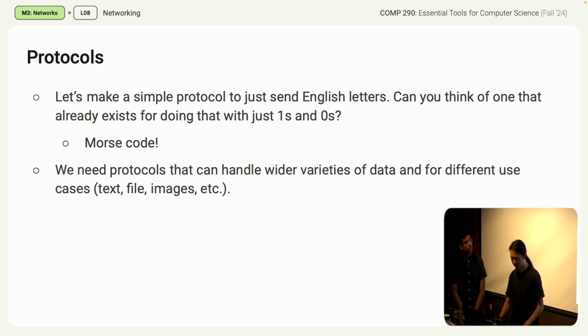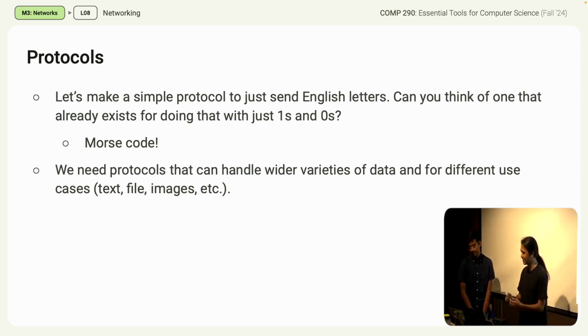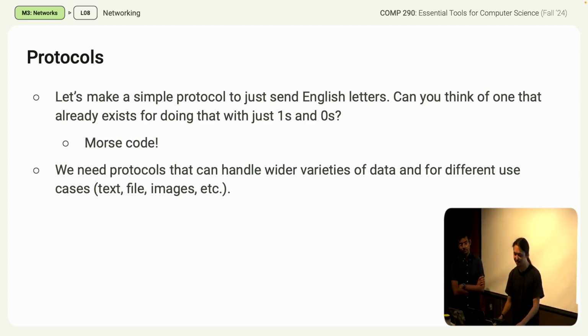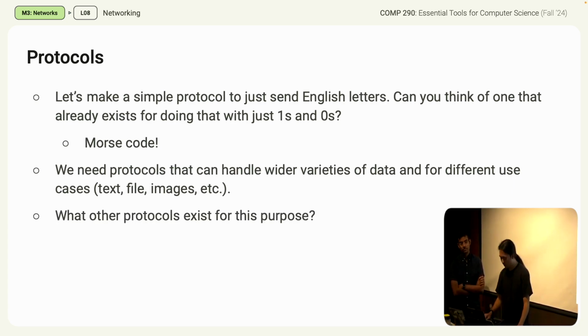But as we know with the internet, it's a lot more complicated than that. We're not just sending text, we're sending other bits of data. We're sending raw data for images. We're sending files over. There's a lot that we can send. So we need something a bit more widely applicable than just Morse code. And so what other protocols exist for this purpose? There's a lot that are predefined.